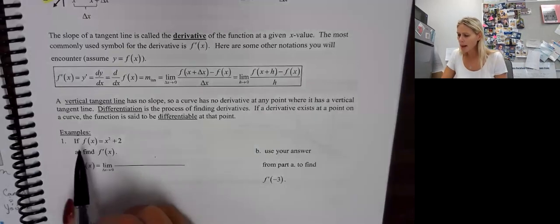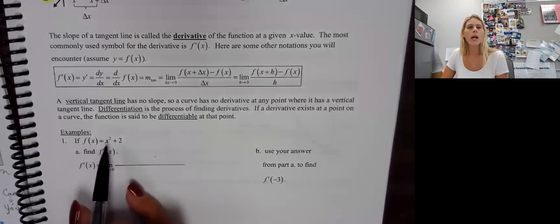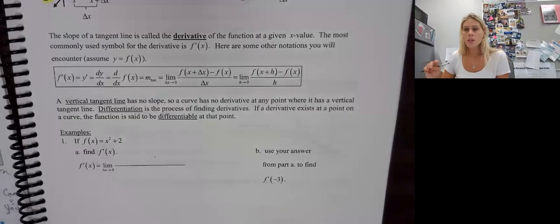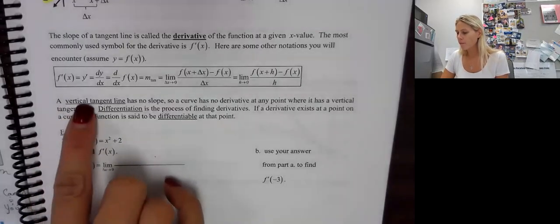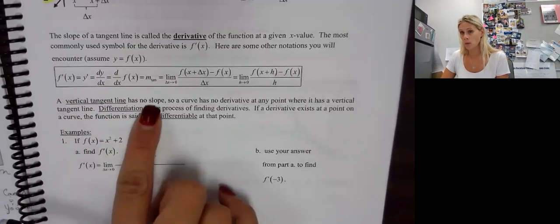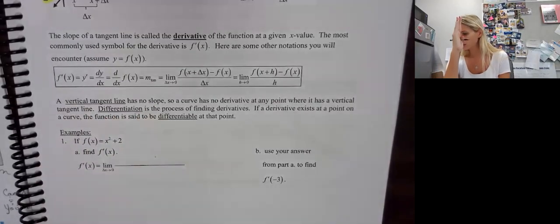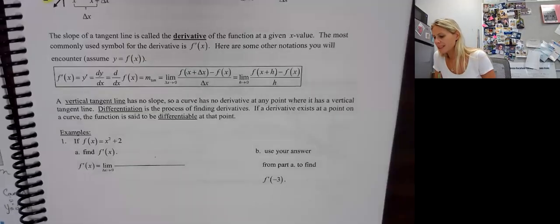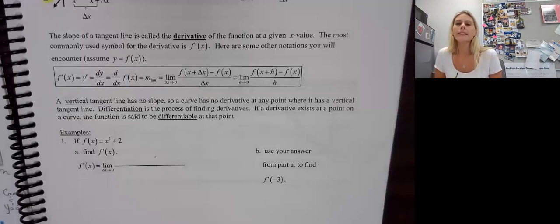So down below, we have f of x equals x squared plus 2, okay? So let me read some definitions for you. A vertical tangent line has no slope. So vertical line, right? A vertical line has no slope. So a curve has no derivative at any point where it has a vertical tangent line, okay? So if we can make a vertical line, there is no derivative. Differentiation is the process of finding derivatives, okay? If a derivative exists at a point on a curve, the function is said to be differentiable, okay?